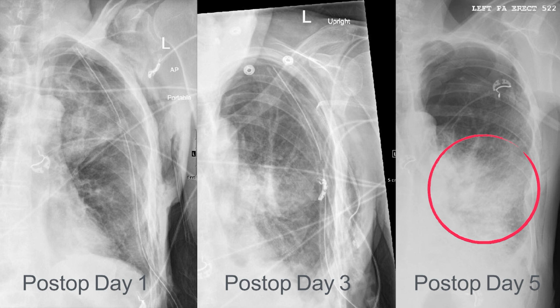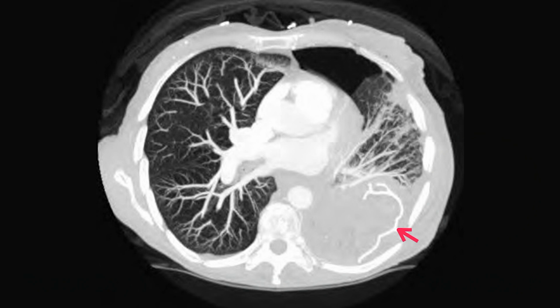But we were concerned, and so we recommended a CT. They eventually got a CT. This is a MIPS image here, and I performed the MIPS just so you could see. The red arrow is designating the staple line, and so that is the lingula.